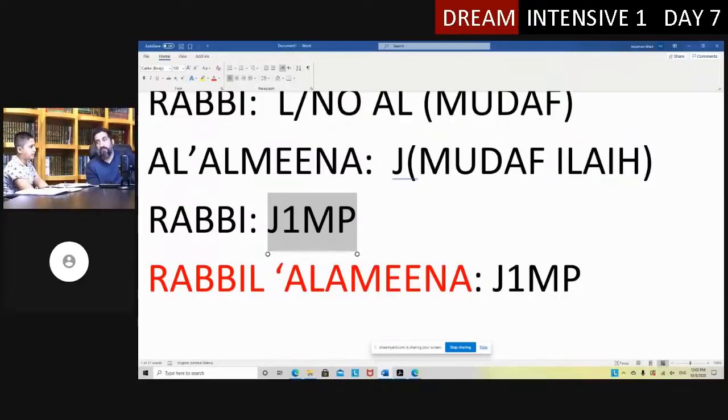So Rabbi will never have al because it's a mudaf. It can never have al. And it's never going to have tanween. I remember tanween was like 'a'. So it doesn't have 'a' and it doesn't have 'the'. So we're like, what are you? That's why we have to go to what? Mudaf ilayh. And mudaf ilayh will tell us. Once it told us, this speaks for the entire phrase: jar, 1, masculine and proper.